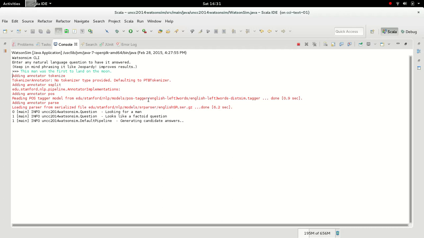Generating answers is generally the slowest part of the factoid pipeline and involves querying several search engines, including local indexes of Wikipedia and several other sources. It also has online sources such as Bing.